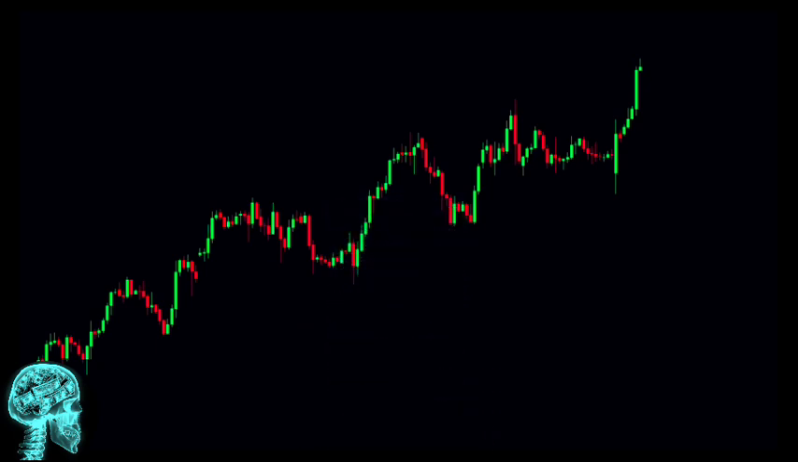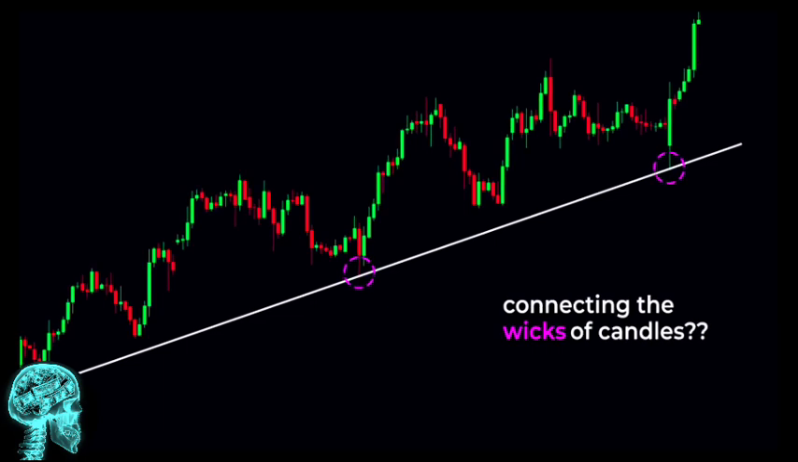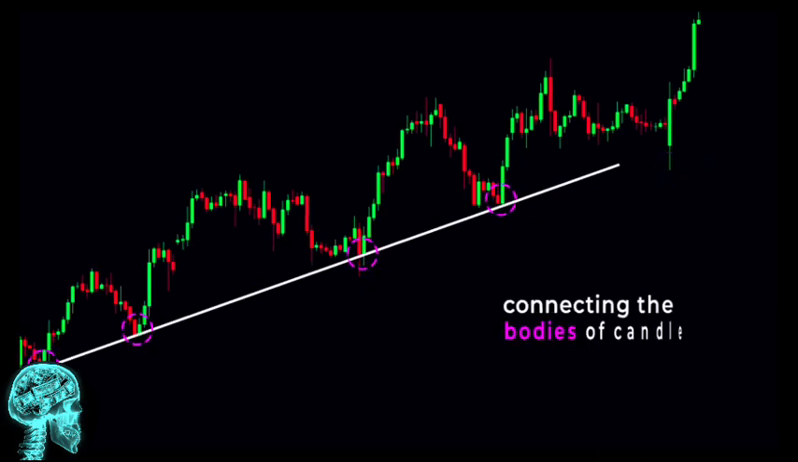Some traders might prefer to draw the trend line connecting the wicks of the candles, while others might prefer to draw it connecting the bodies of the candles. So which one is correct?